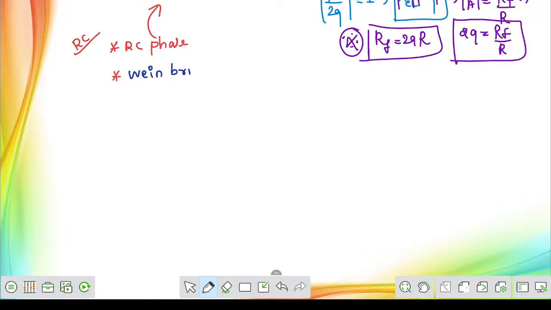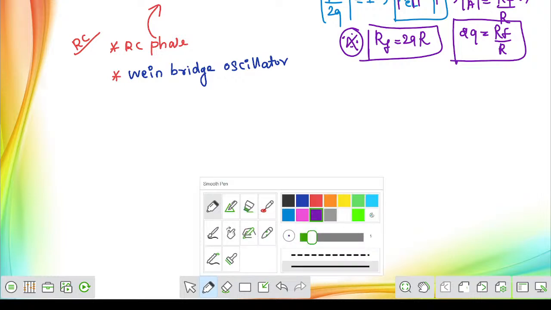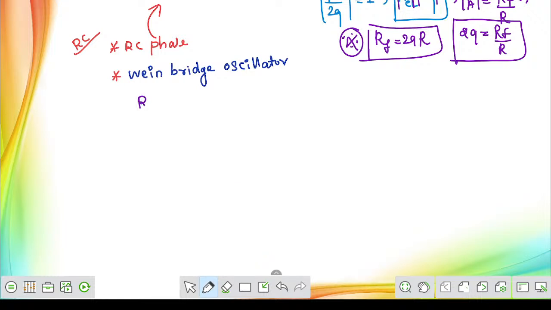Wien bridge oscillator. So when we are observing the Wien bridge oscillator, what are the important terms that we have to remember, sir? Of course, the first one is the calculation of frequency. With the same names that I am giving, they will give the value of resistor R1 and the value of resistor R2, C1, C2. It is very simple, they will ask only the frequency of oscillation.